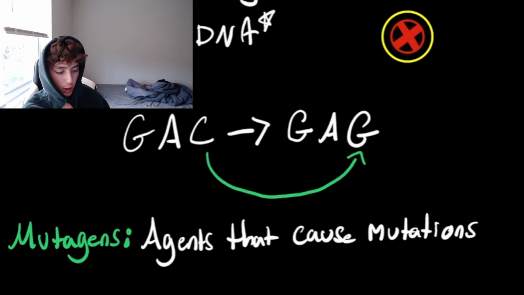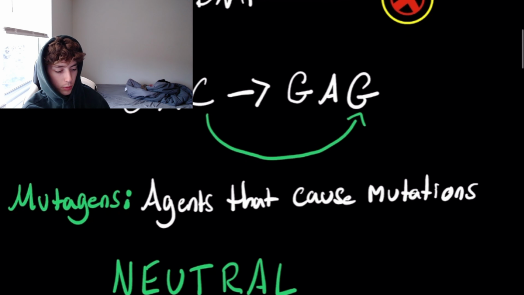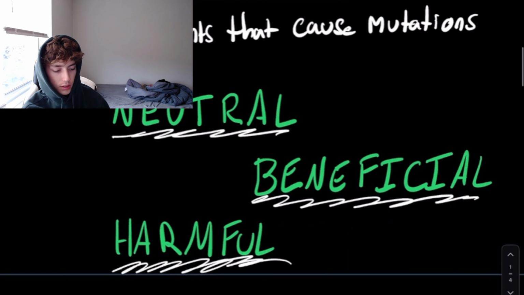An important term to know is mutagens. Mutagens are agents that cause mutations. That's anything that is actually causing the mutation itself. I can talk about a few of those agents in a little bit. Now, mutations aren't necessarily bad all the time.